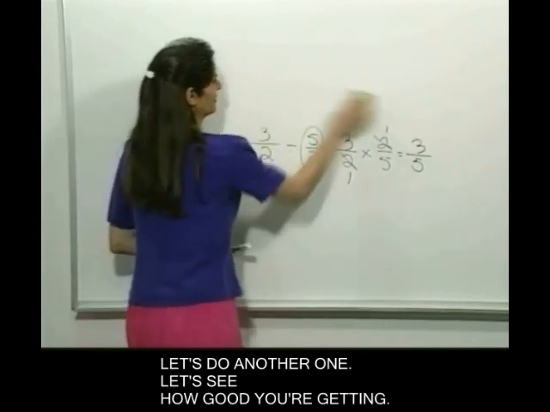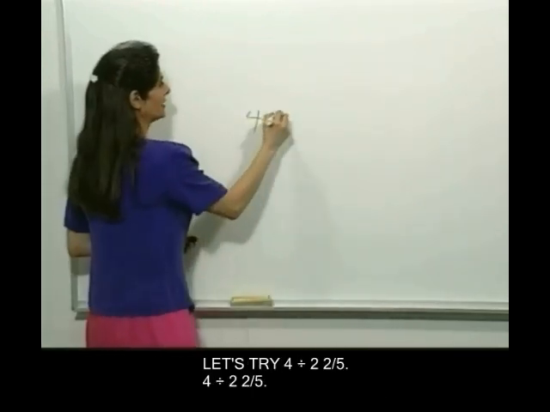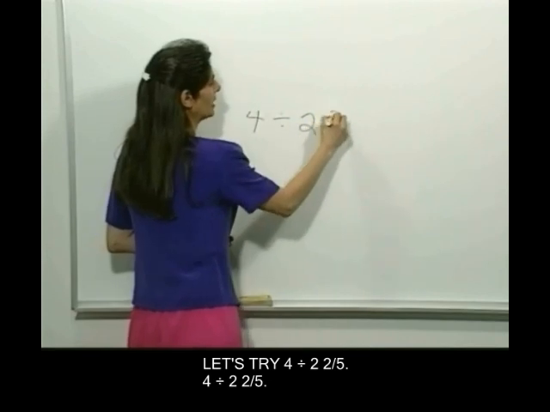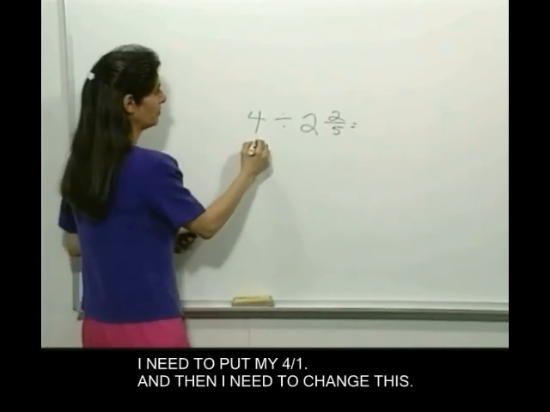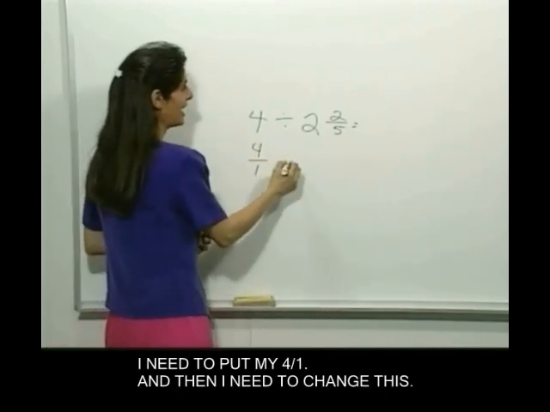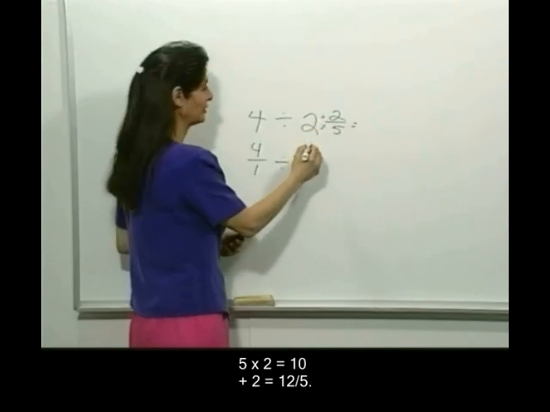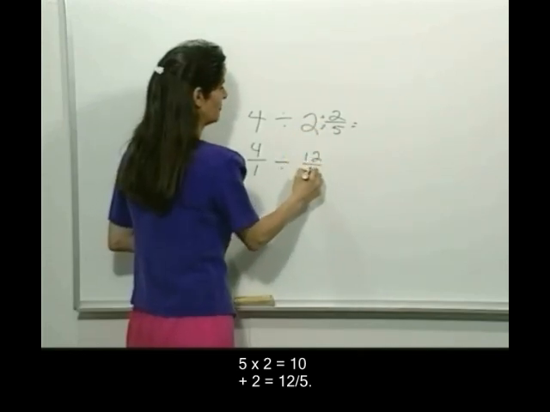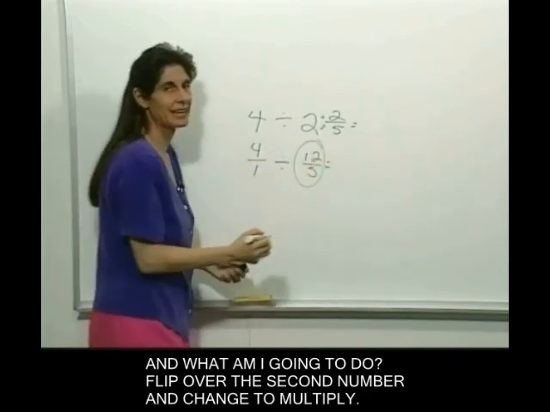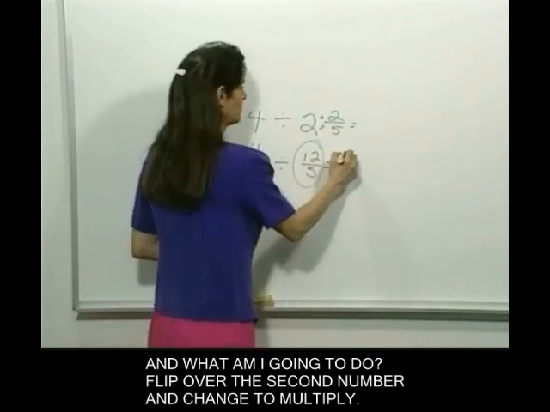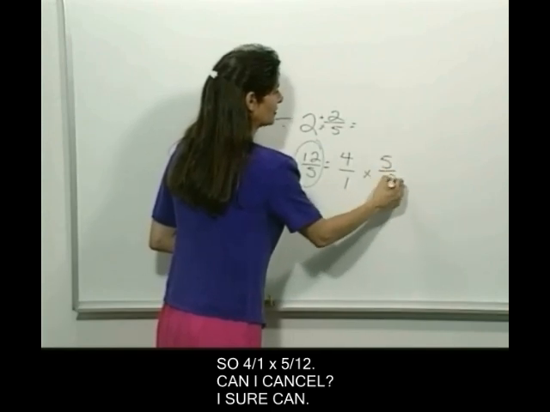Let's do another one. Let's see how good you're getting. Let's try 4 divided by 2 and 2 fifths. I need to put my 4 over 1, and then I need to change this. 5 times 2 is 10, plus 2 is 12 fifths. And what am I going to do? Flip over the second number and change to multiply. So 4 over 1 times 5 twelfths.